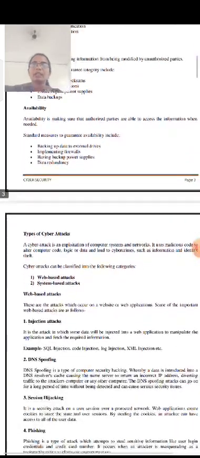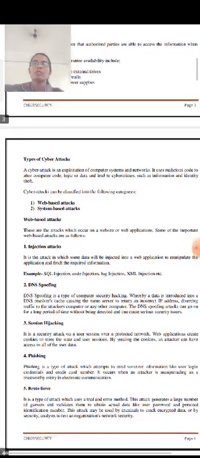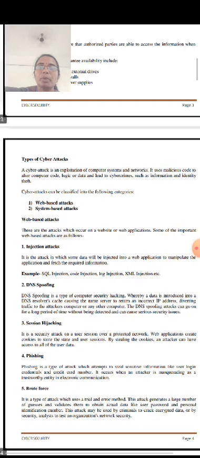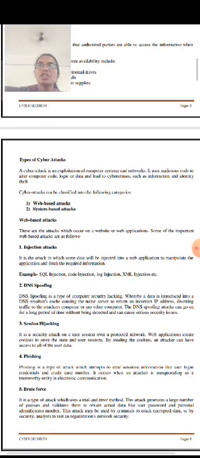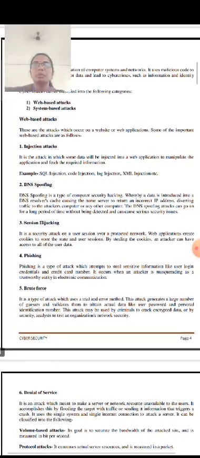Next we are going to discuss the types of attacks. Here we have 10 types of attacks. Let's see them one by one. A cyber attack is an exploitation of computer systems and networks. It uses malicious code to alter computer code, logic or data, and leads to cyber crimes such as information and identity theft. Cyber attacks can be classified into two types: web-based attacks and system-based attacks. For web-based attacks, we have 10 types of attacks.